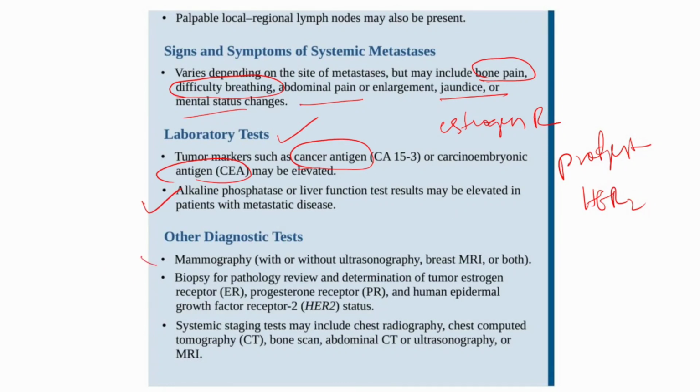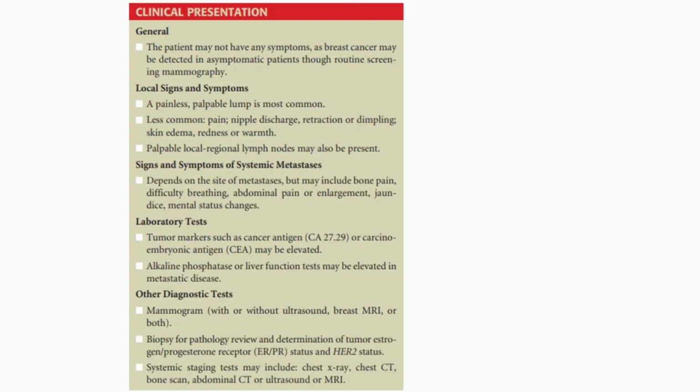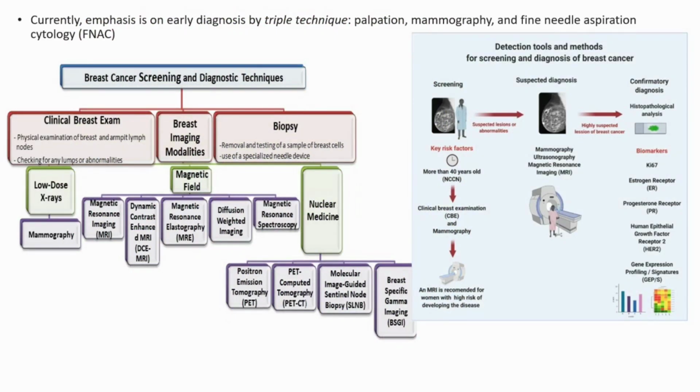For other diagnostics, mammography is always suggested. Along with mammography, you can go with ultrasonography, MRI, CT, or X-ray, and biopsy is very, very important. Biopsy should be done, and the tumor's estrogen receptor, progesterone receptor, and human epidermal growth factor receptor HER2 are identified. Sometimes systemic staging is based on radiography, CT, and MRI scans, to identify them in different categories. I have taken these from the older textbook.